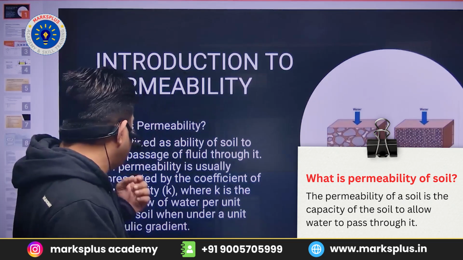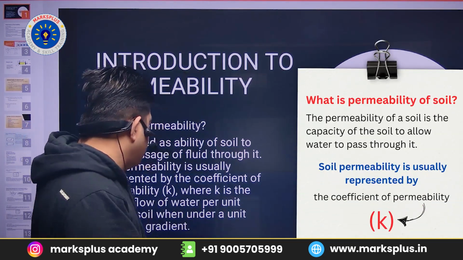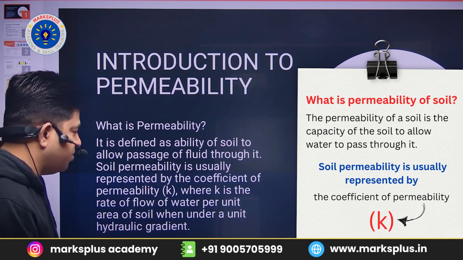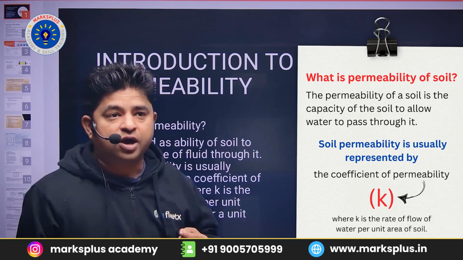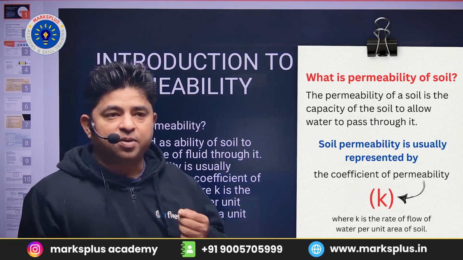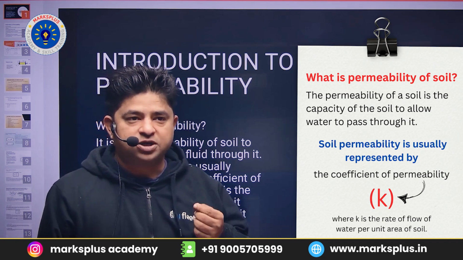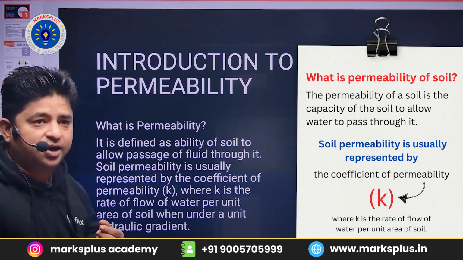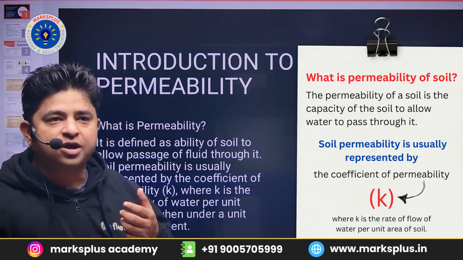Permeability is always represented by small k. It is also known as the coefficient of permeability, where k is the rate of flow of water per unit area. Permeability always measures the rate, the distance the water travels per unit time. It is measured in meter per second or centimeter per second, like a velocity.